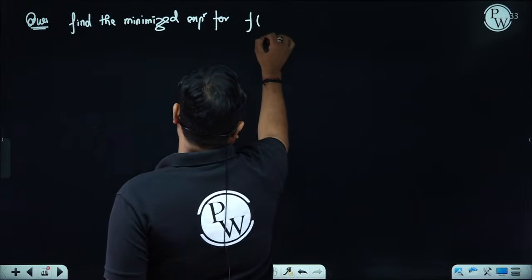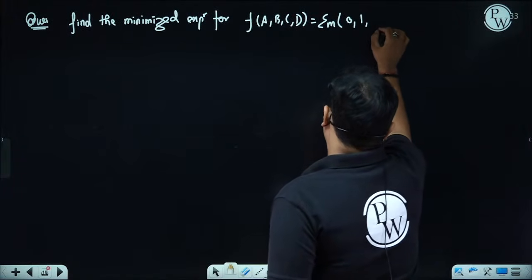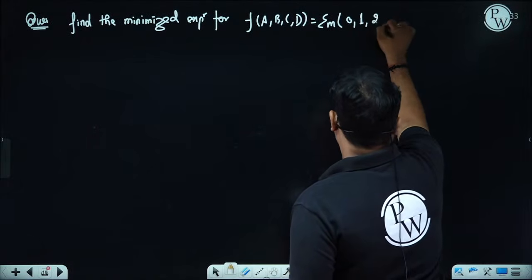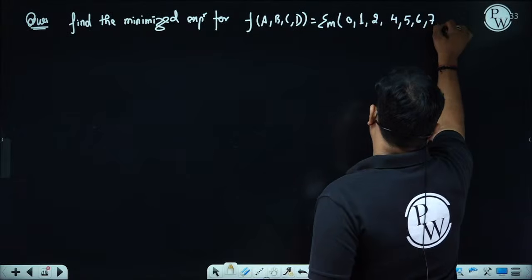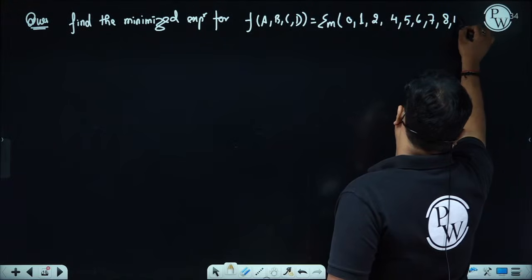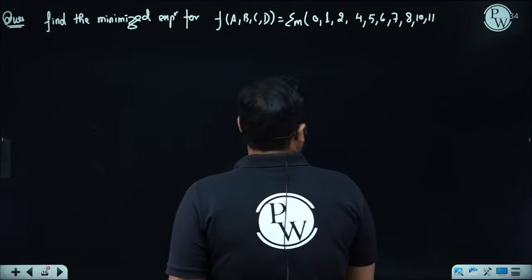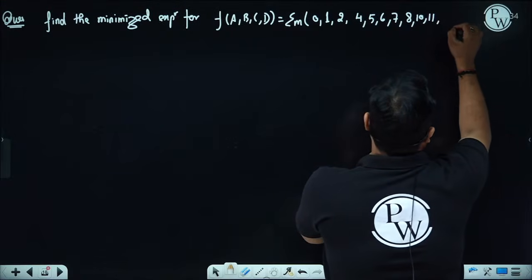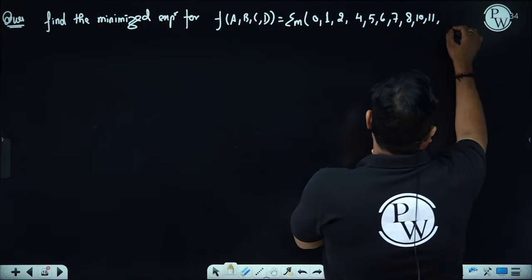for f of a, b, c, d as summation of m 0, 1, 2, 4, 5, 6, 7, 8, 10, 11, 12, 13, 15. Please observe this question.